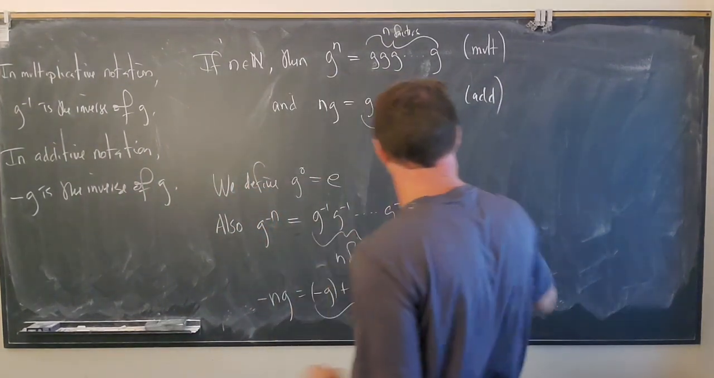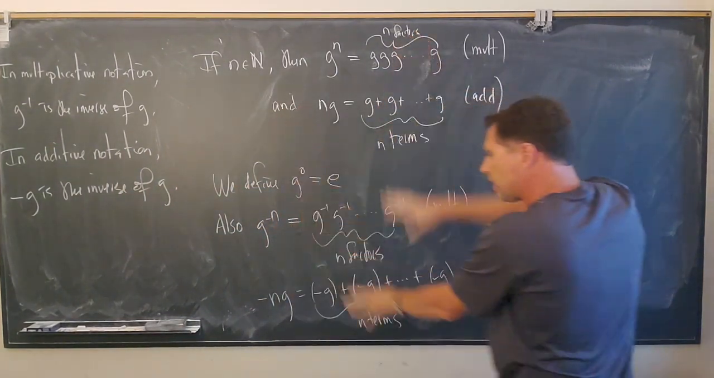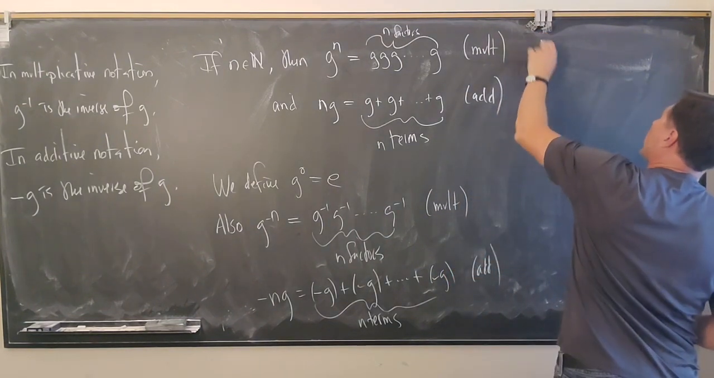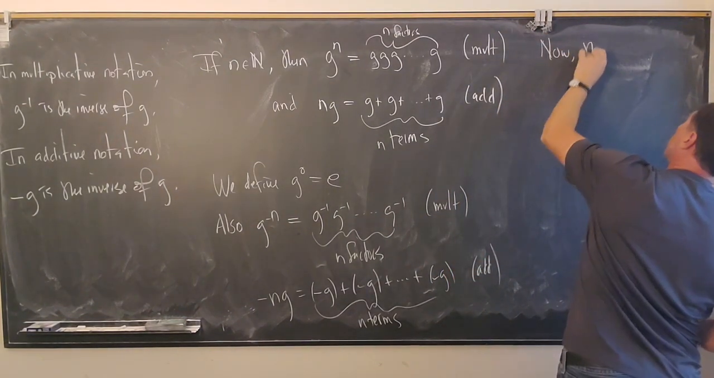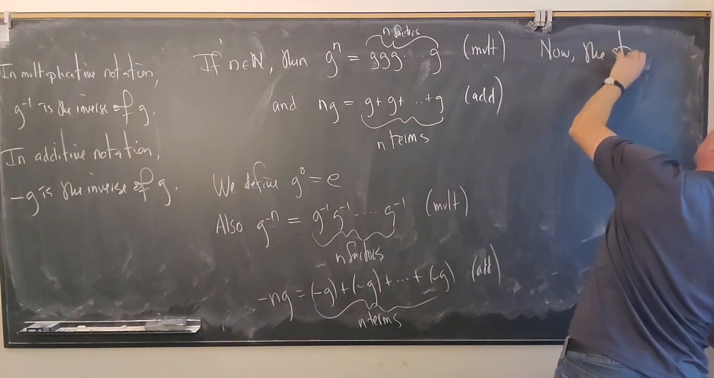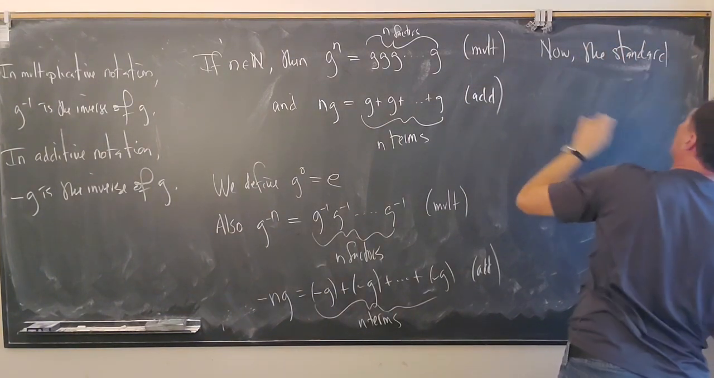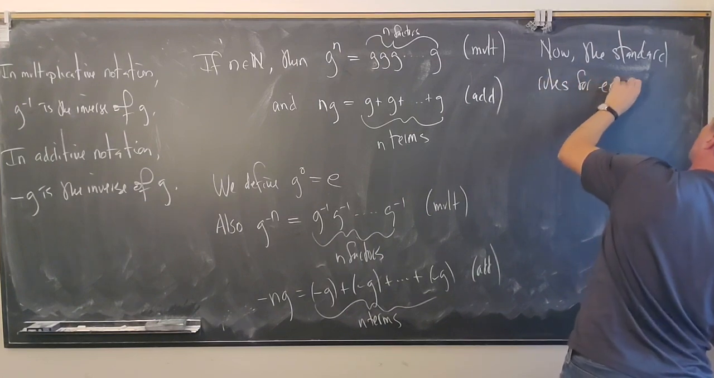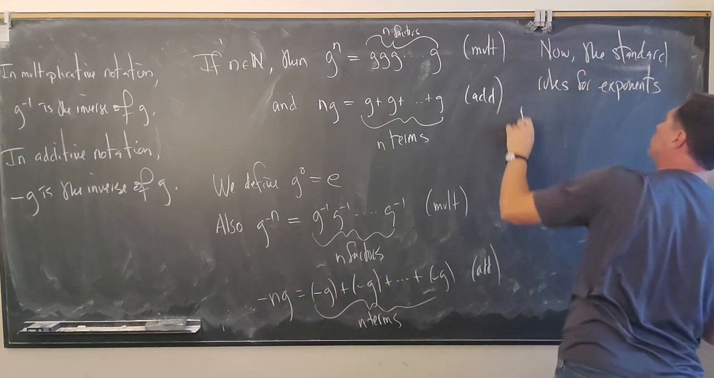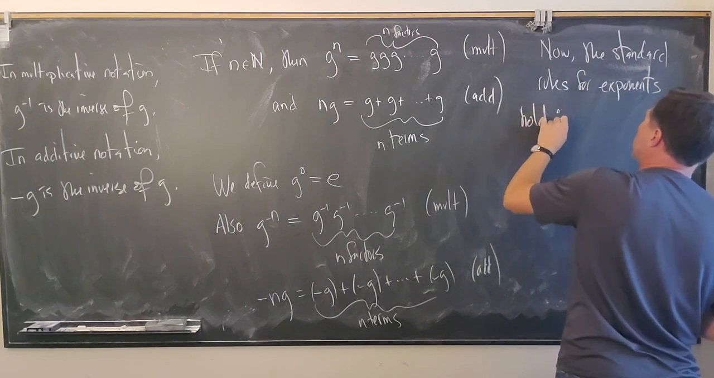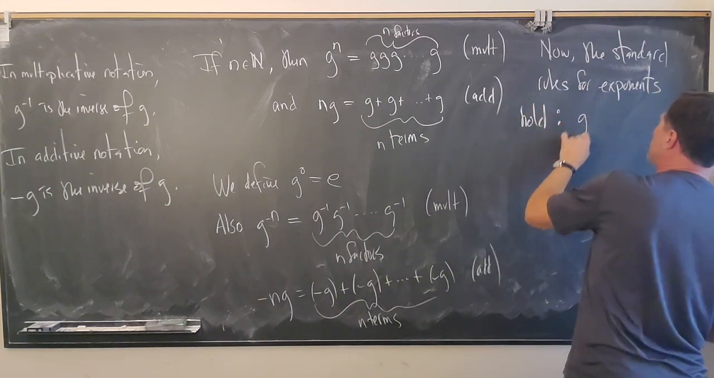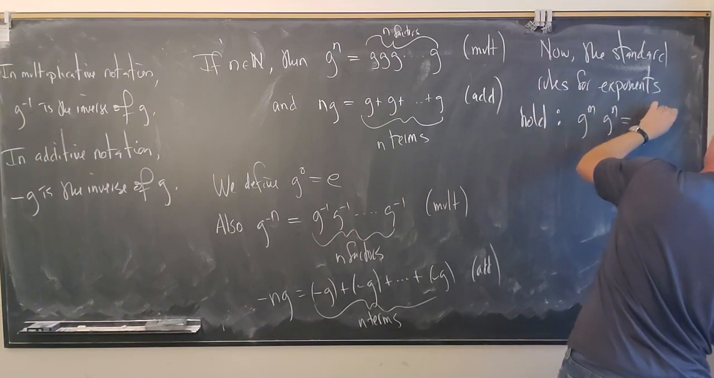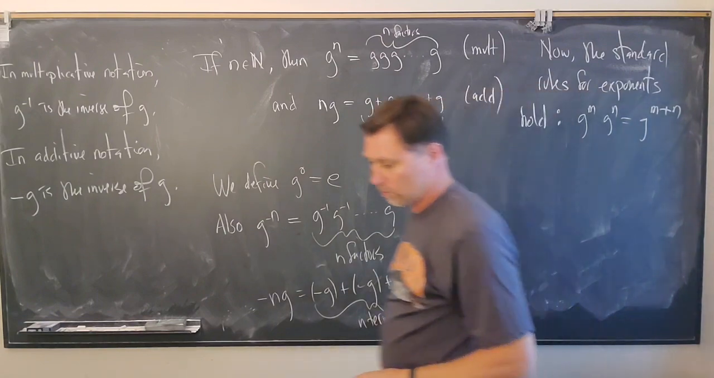And with these definitions, the standard rules of exponents now hold. So what does that mean? It means that g to the m times g to the n equals g to the m plus n.